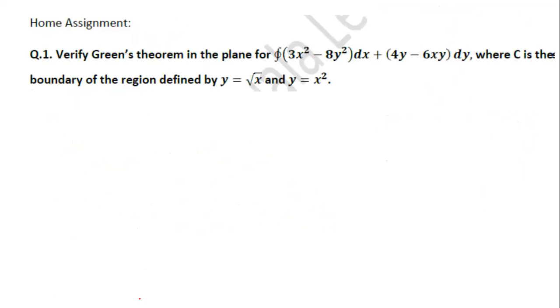So this is your assignment. You can calculate this. All right, I will stop.